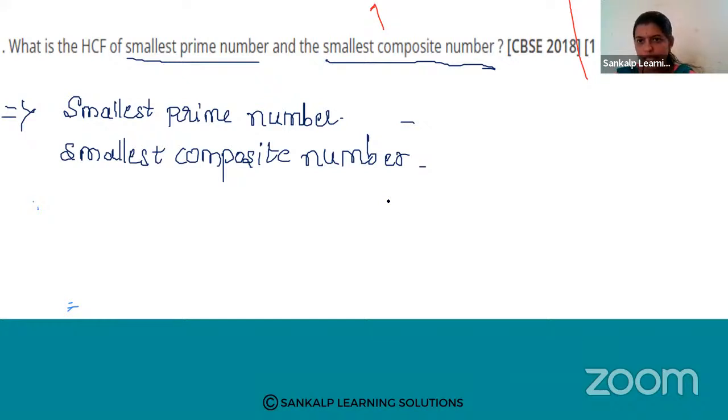This question was asked in CBSE 2018 for 1 mark. Smallest prime number, smallest composite number. Which is the smallest prime number?